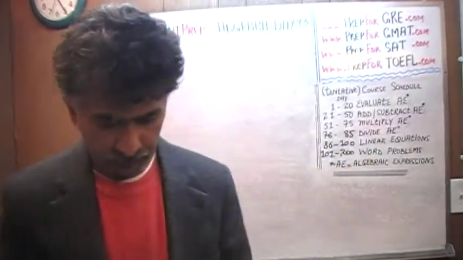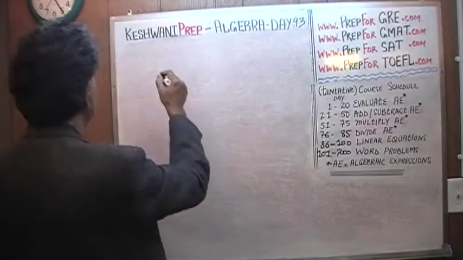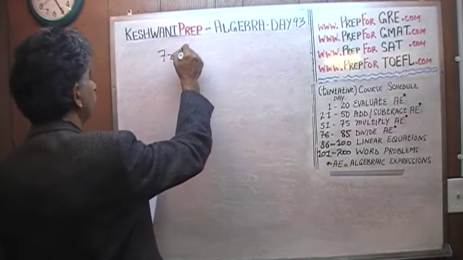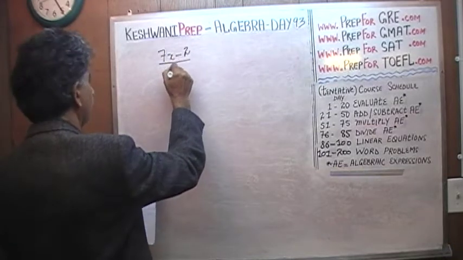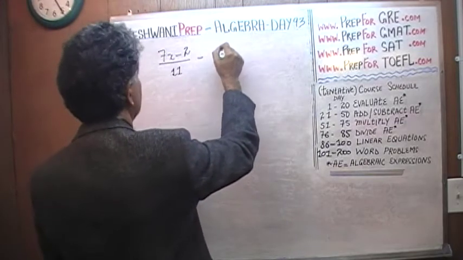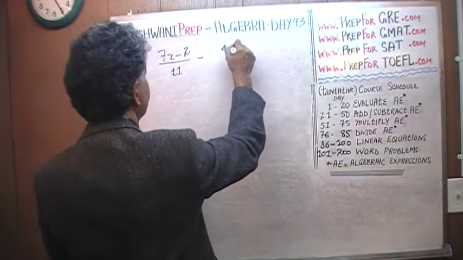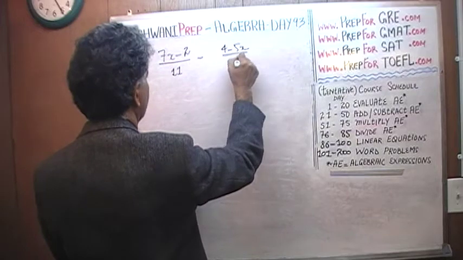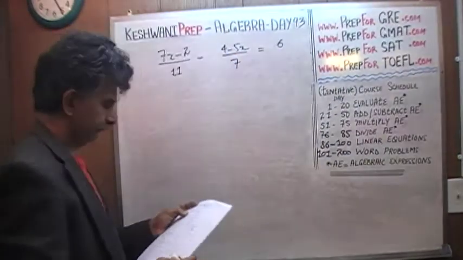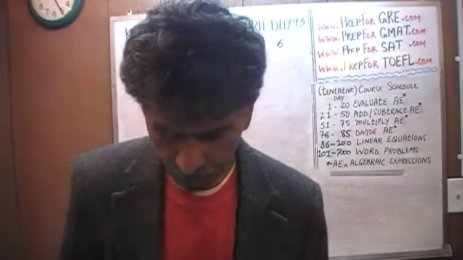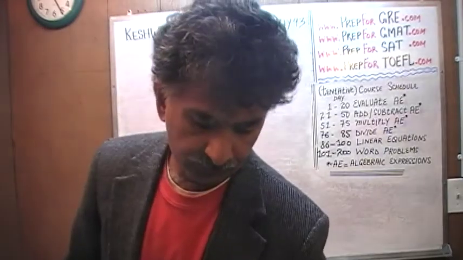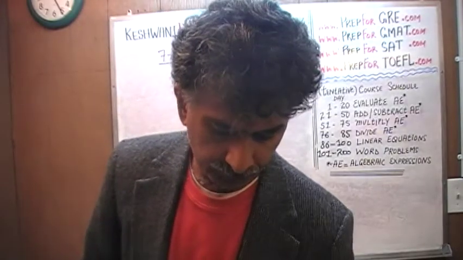The equation that we need to solve for today is here. 7x minus 2 over 11 minus 4 minus 5x over 7 equals 6. This is a good time to pause the video, solve the thing yourself, and then compare the work that you did yourself with what we're going to do together.